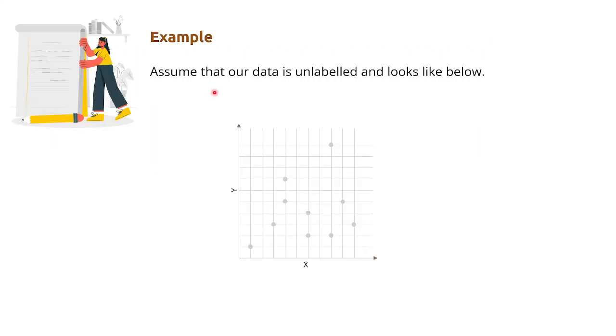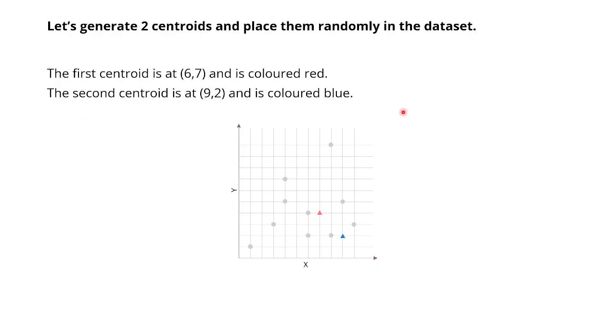So for example, assume that our data is unlabeled and looks like this below. We have 10 data points: 1, 2, 3, 4, 5, 6, 7, 8, 9, 10. And then we generate two centroids and place them randomly in the dataset. So the first centroid is at 6, 7 and is colored red.